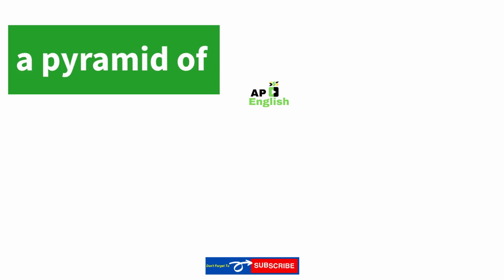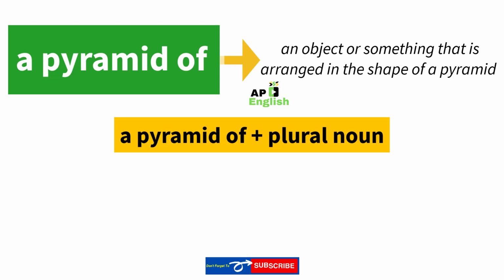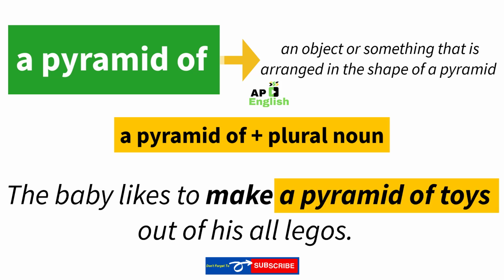A pyramid of. A pyramid of indicates an object or something that is arranged in the shape of a pyramid. Example: the baby likes to make a pyramid of toys out of his old Legos.